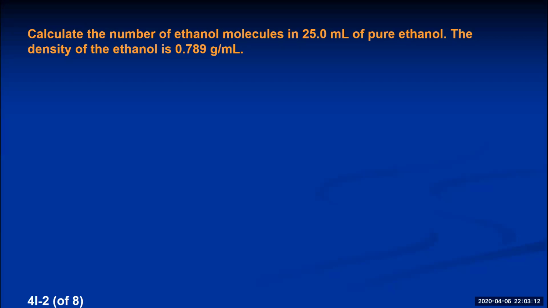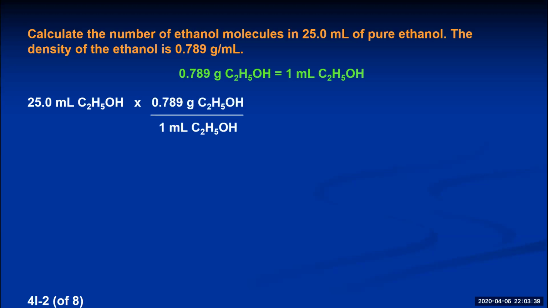That density tells you a conversion factor or an equality statement, much like molar mass did in our previous problem. It says 0.789 grams of ethanol equals 1 milliliter of ethanol. So this can be used as a conversion factor between milliliters and grams, grams and milliliters. In this particular problem, if we're given the 25.0 milliliters of ethanol, I can use the density to convert this from volume into mass.